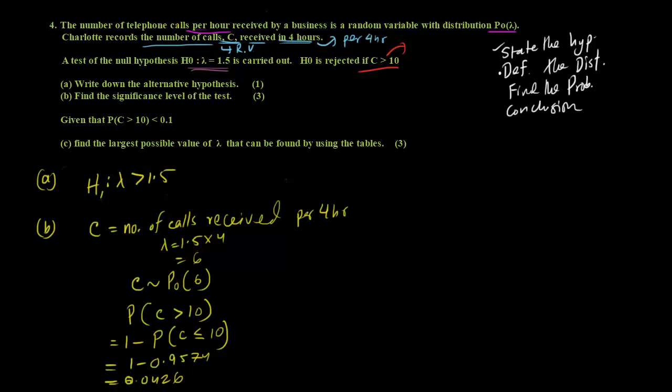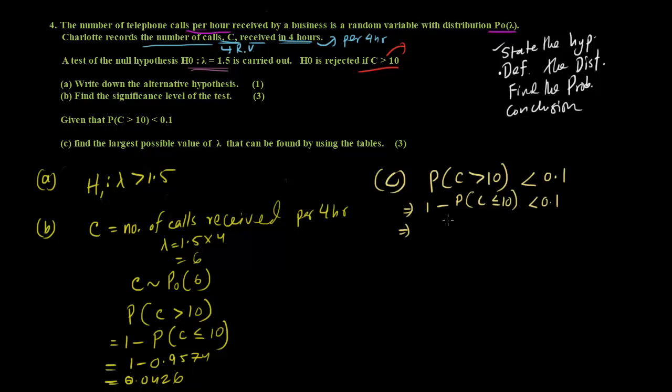In question number C, given that the probability of C is greater than 10 is not equal to 0.1, it is less than 0.1. That information is given. And they're asking to find the largest possible value of lambda. Now, in order to find it, we can write this as 1 minus the cumulative probability of C less than or equal to 10, so this is less than 0.1.